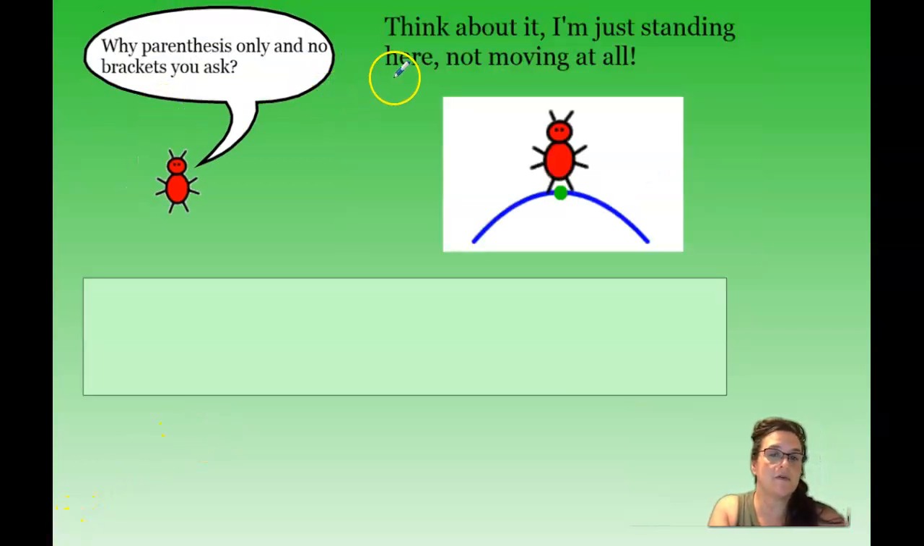If you take a second and think about the answer to this question: why are we using parentheses only and no brackets? Pierre is standing up here at this relative maximum, and he's not moving at all. In order to be increasing, he would have to be going uphill. In order to be decreasing, he would have to be going downhill. In order to be constant, he would have to be moving from left to right along a horizontal line. And he's not doing any of those things. When he's at the extrema, a relative max or min, he's not increasing, decreasing, or constant.